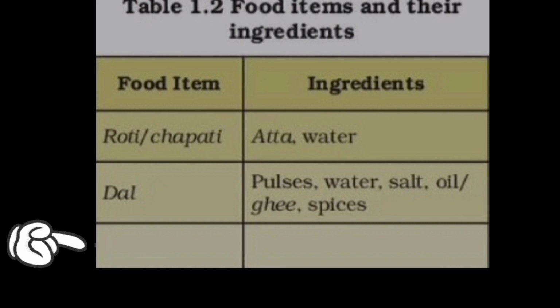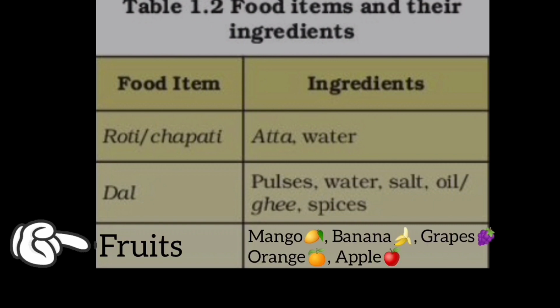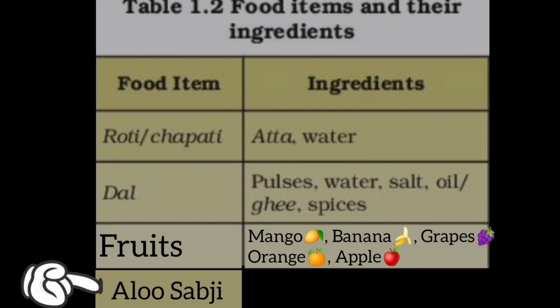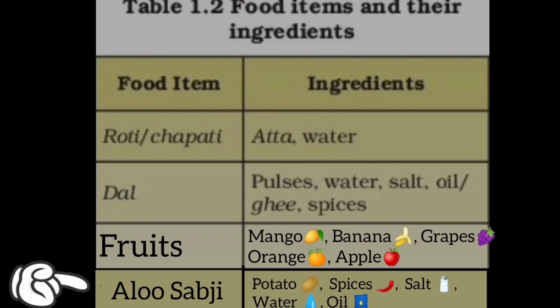Row 3. We take the food item as fruits. Its ingredients are mango, banana, grapes, orange and apple. Let us add one more food item, that is aloo sabji. Its ingredients are potato, spices, salt, water and oil.